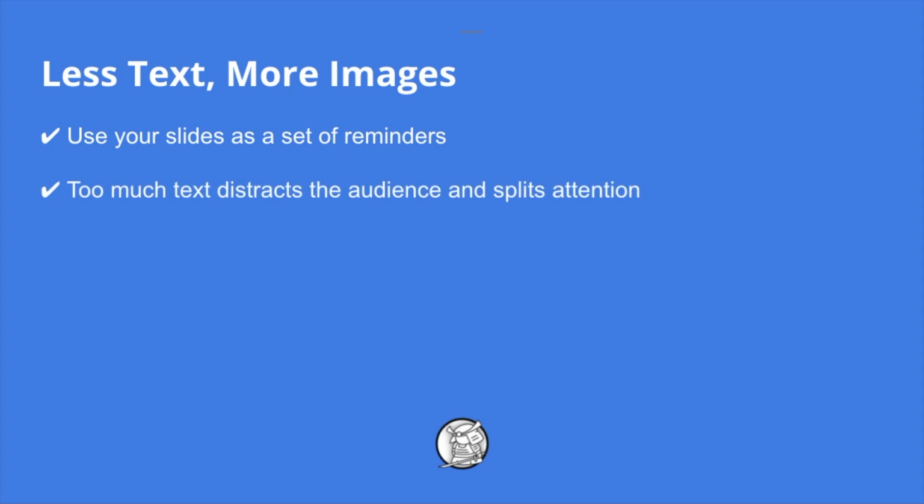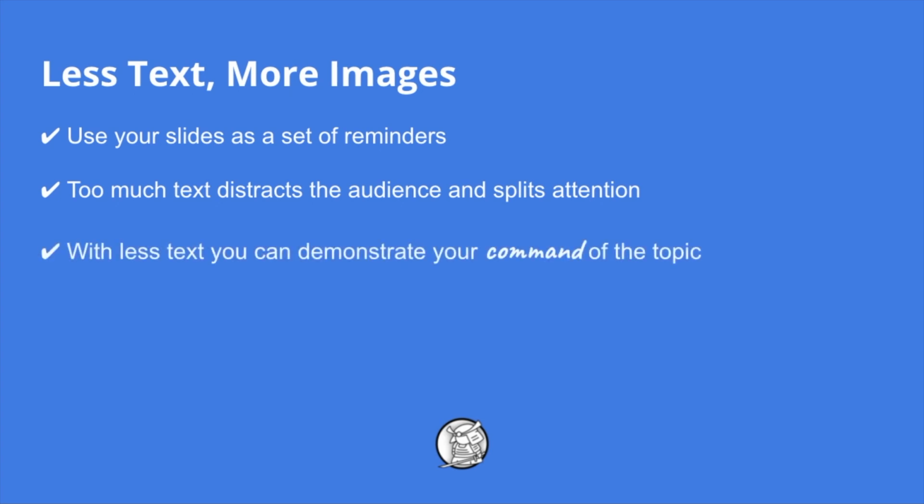Less text, more images. So some more image tips. Use your slides as a set of reminders. Images will remind you of things, and so will short little clips of text. If you have too much text, the audience gets distracted. They'll start possibly reading the text and not listening to you, or maybe they're going to look at that picture. It's just distracting. With less text on the slide, you can show your audience that you own the topic. You have a command of it. You are the expert as you tell your story.